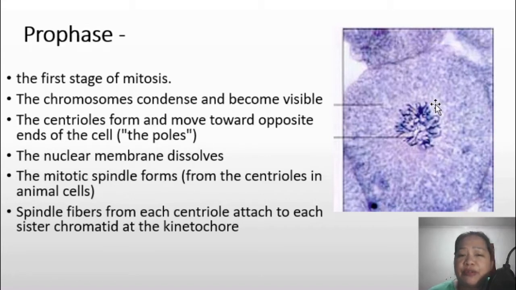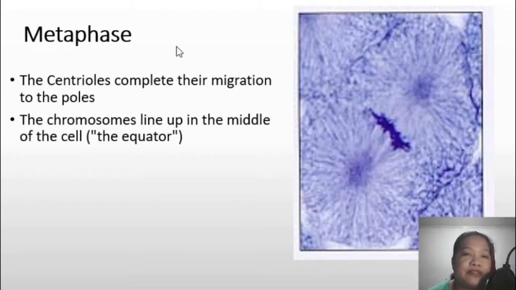The centrioles form and move toward the opposite ends of the cell, forming the poles. The nuclear membrane of the nucleus disintegrates or disappears, and the mitotic spindle forms, and the spindle fibers from each centriole attach to its sister chromatid at the kinetochore. So this holds the chromosome together in preparation for what stage? To prepare for the metaphase stage.